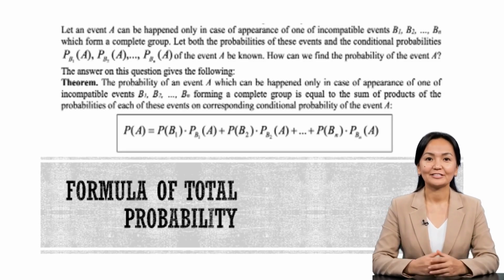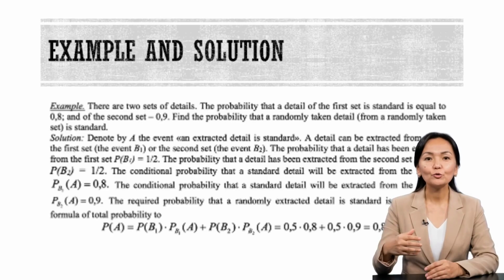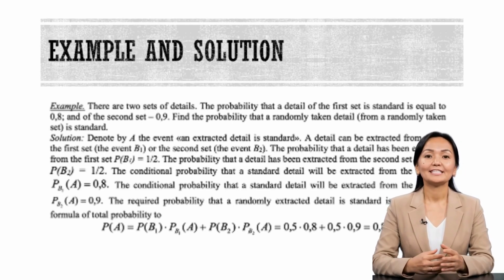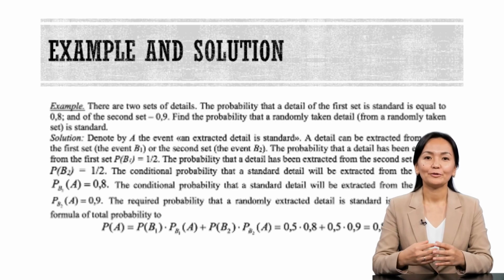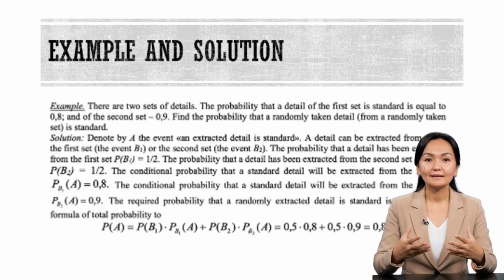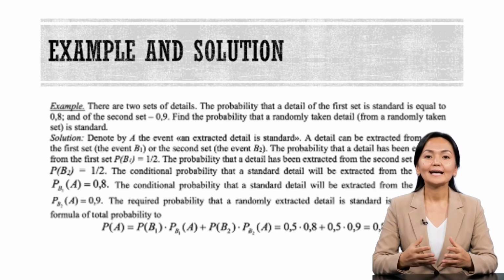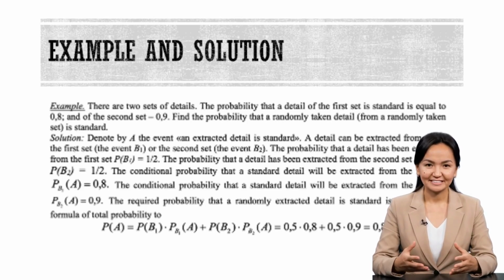Let's illustrate the formula of total probability with a concrete example. Suppose we have two sets of details. The probability that a detail from the first set is standard is 0.8 and from the second set is 0.9. We randomly select a set and then randomly select a detail from that set. We want to find the probability that the randomly selected detail is standard.